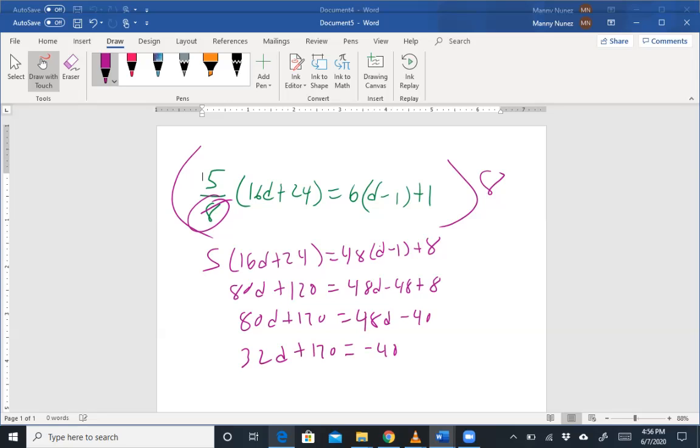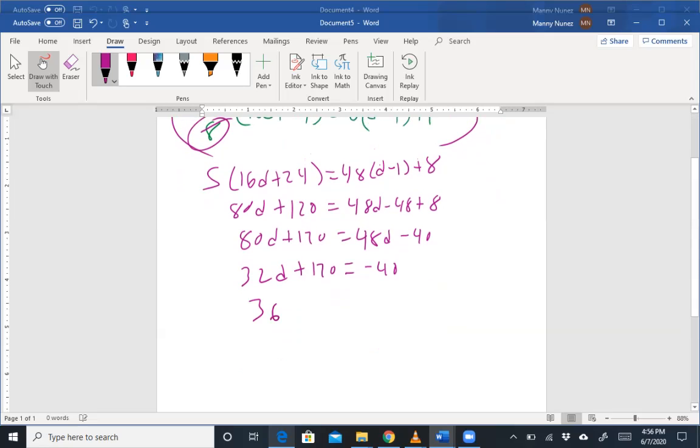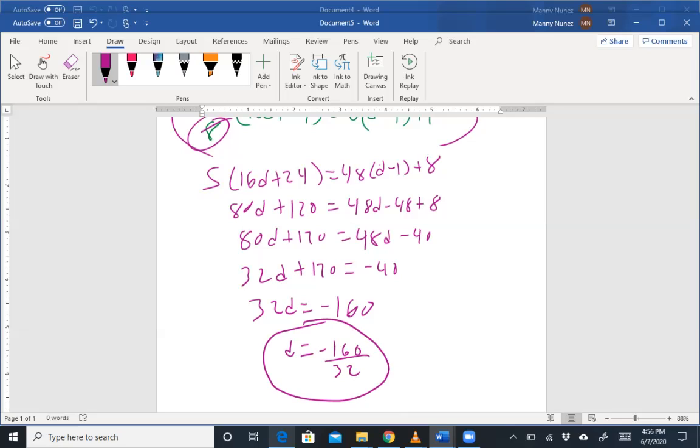Okay, I'm going to move the 120 over here from left to right. That's going to be negative 160. Okay, so 32d is equal to negative 160. And then I was about to solve for d. The last step I do is to divide by 32. You can leave it as a fraction. I asked you guys to reduce it. Okay, there you go. Don't reduce it if you don't want to. As long as d is by itself, you're done. Not difficult.